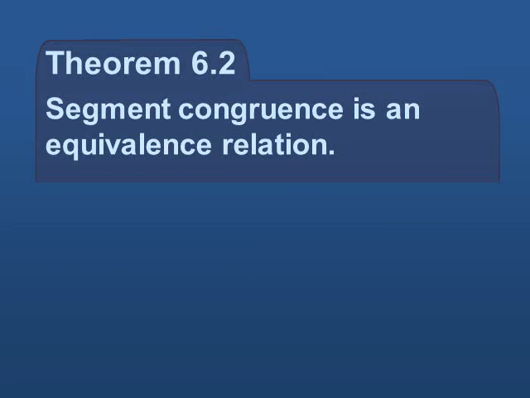And then the next theorem is that segment congruence is an equivalence relation. Remember, equivalence relations have three properties. Okay, so remember the reflexive property of congruent segments, symmetric, and transitive. So segment congruence is an equivalence relation. So if you know that segments are congruent, we can use all three of those properties however we might need them. They're just extra puzzle pieces we might need.